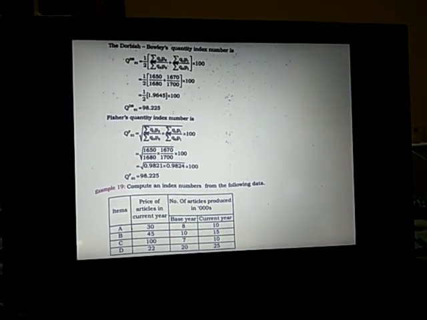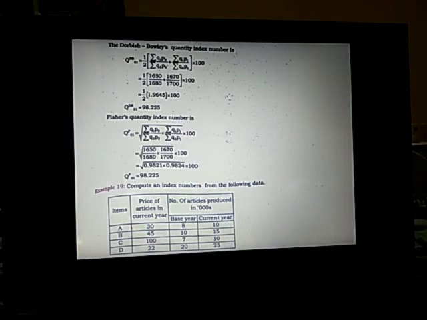The Dorbish-Bowley quantity index number, the formula we have is half into summation Q1 P naught divided by summation Q naught P naught plus summation Q1 P1 divided by summation Q naught P1, into 100. We substitute the values, and then we get 98.225.